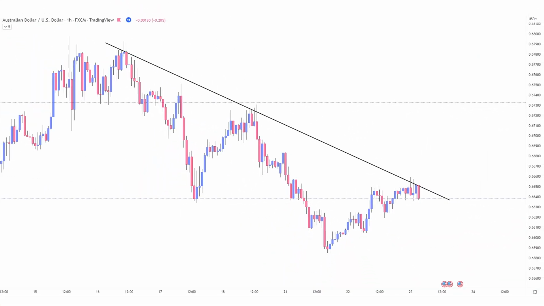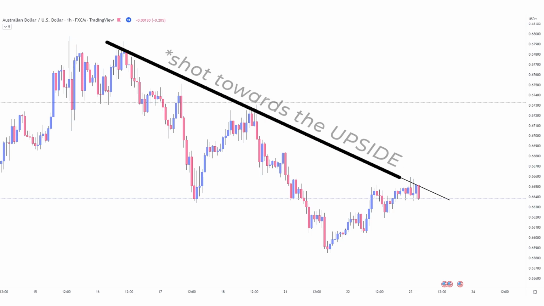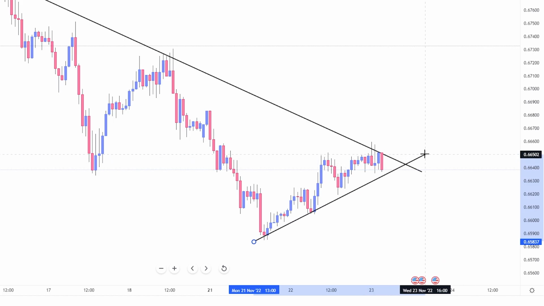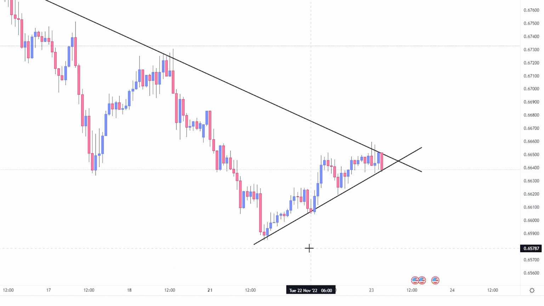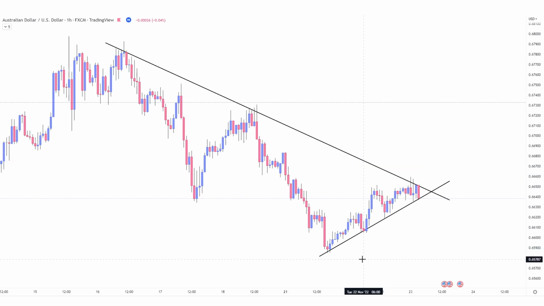This is AUD USD on the 1 hour chart. We can see that the price is clearly trending down, as with each drop down it made a new lower low, and every single time it shot towards the downside it was rejected by this trend line. But we also have this steep uptrend over here, which is giving us a hint that the buyers are slowly stepping into the market.